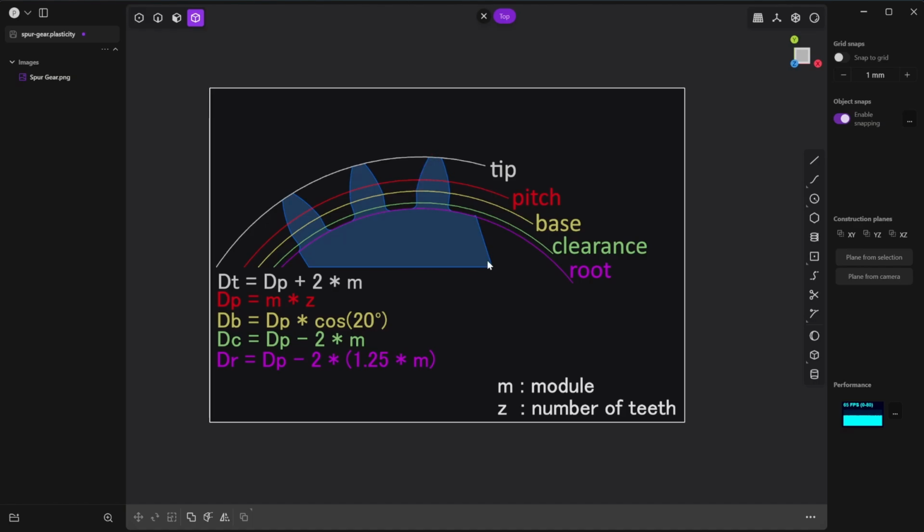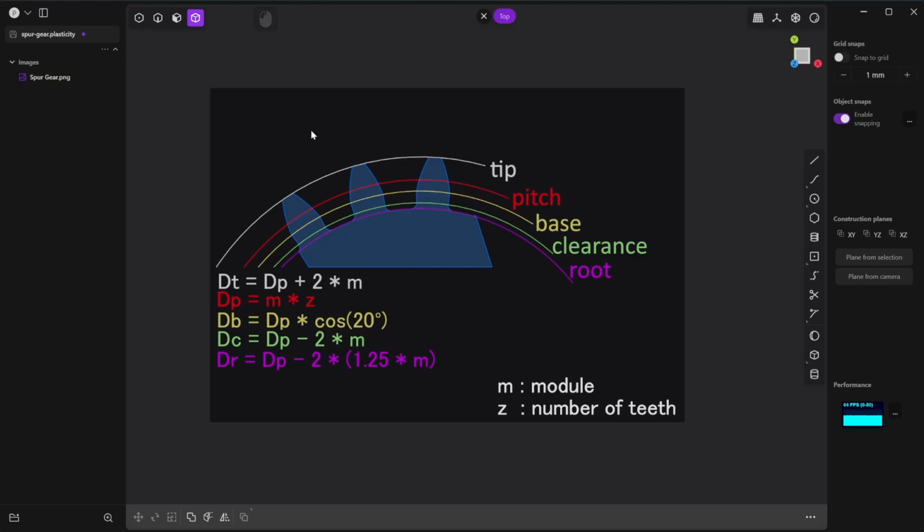The clearance diameter is the diameter that another meshed gear can reach when two gears work together. So for example, if there is another gear, it can never cross this clearance diameter. And the root diameter is the diameter that represents where the tooth actually starts.